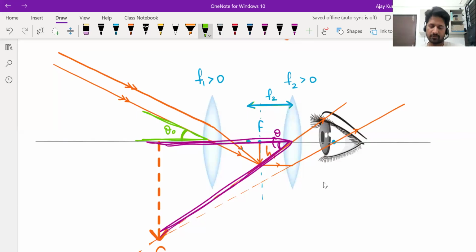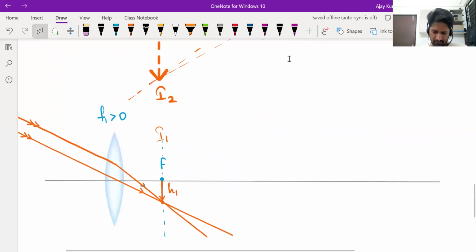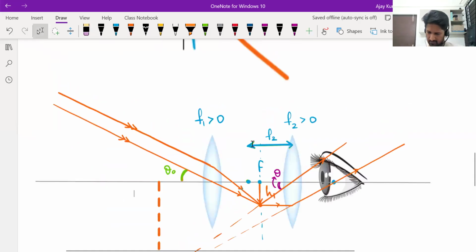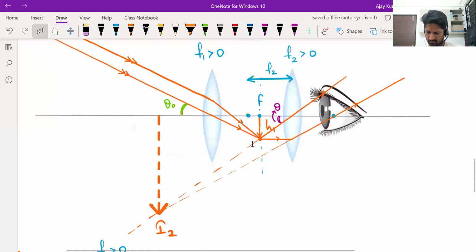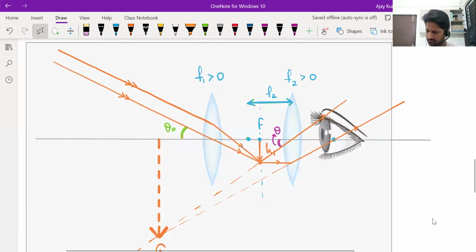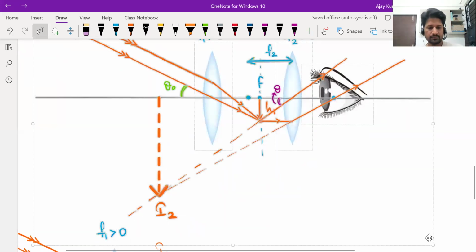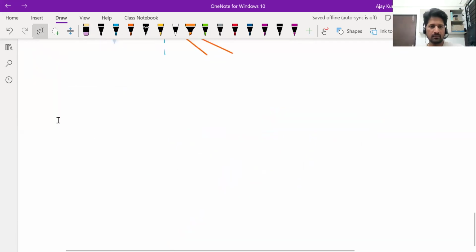And we need to derive an expression for it. What is the basic formula for angular magnification? Just a moment. I showed it in this diagram itself. Never mind. Let's copy this. One second. Rishi, can you tell the basic formula for angular magnification?